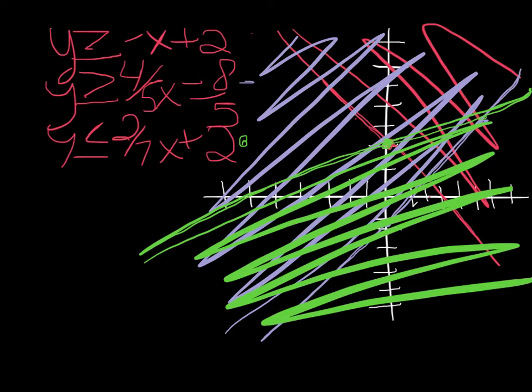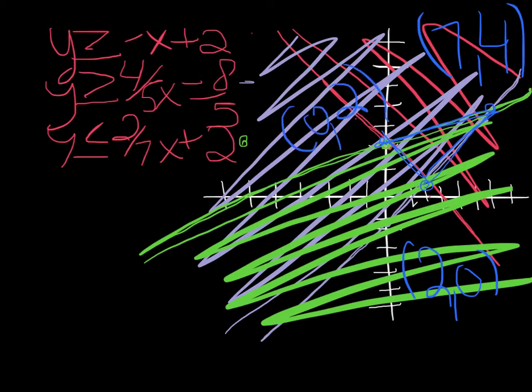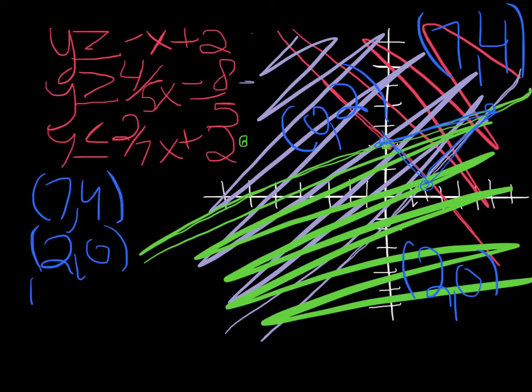And you have to find where they all occur at the same time, so that would be here. And the vertices for that would be 7, 4, 2, 0, and this is 0, 2. I'll write that again over here: 7, 4, 2, 0, and 0, 2.